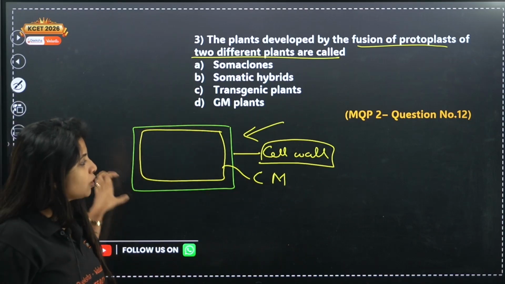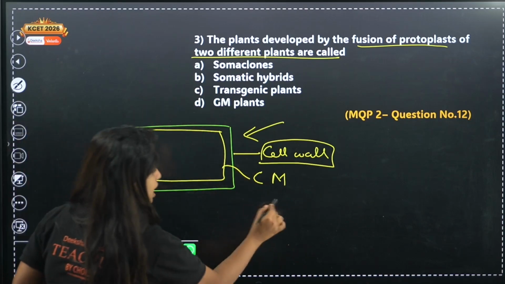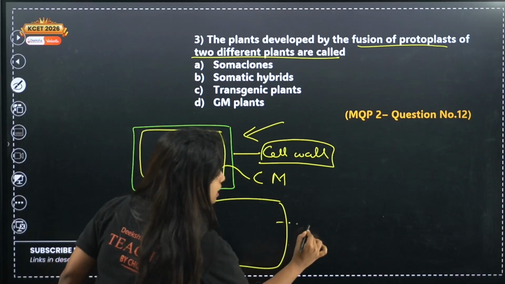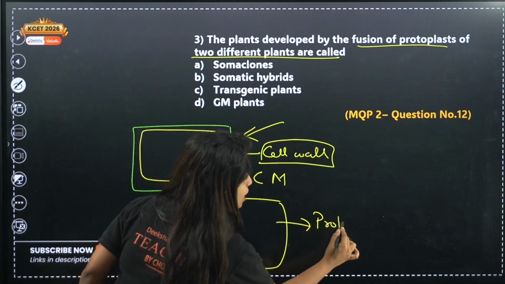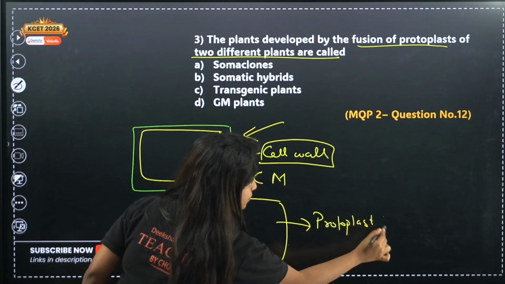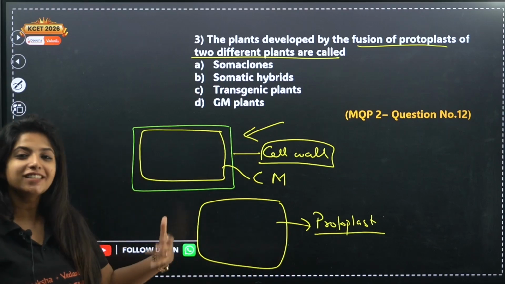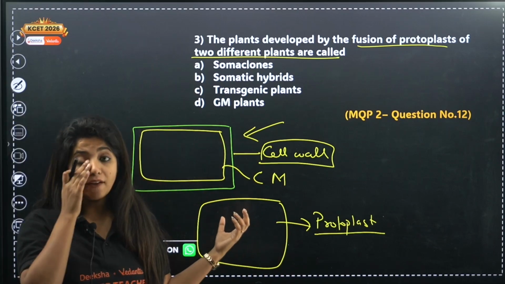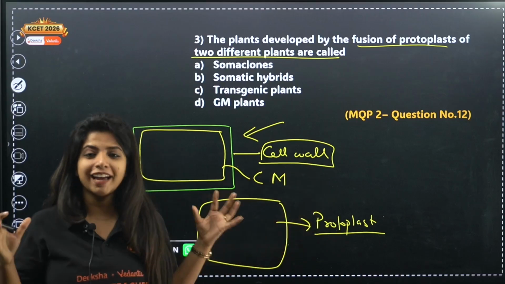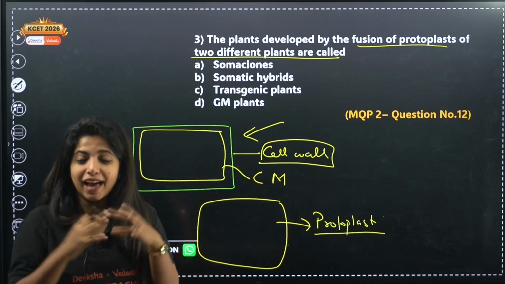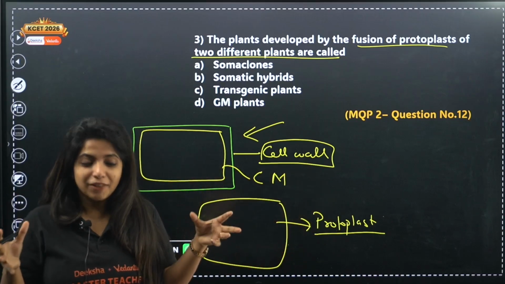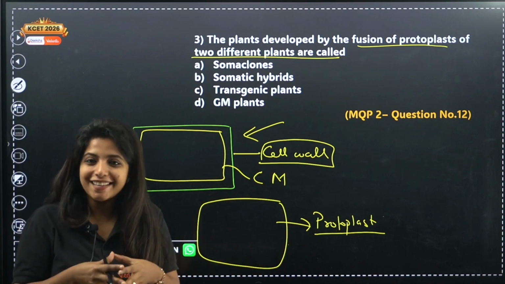Now, when I remove the cell wall, when I just have the cell membrane and everything like that, I will call this content a protoplast. And my dear children, suppose I have a cell of potato and a cell of tomato, and I'm fusing them. I'm fusing two different plants with the fusion of their protoplasts.